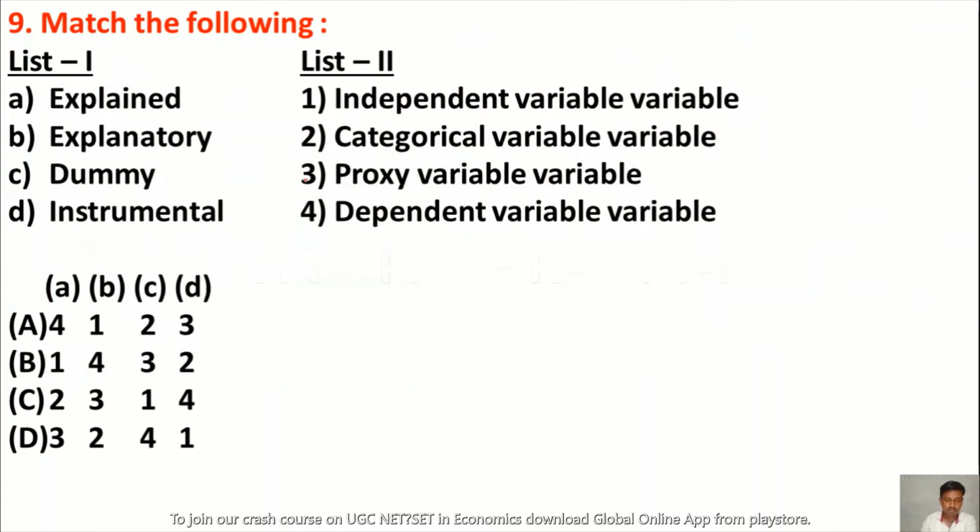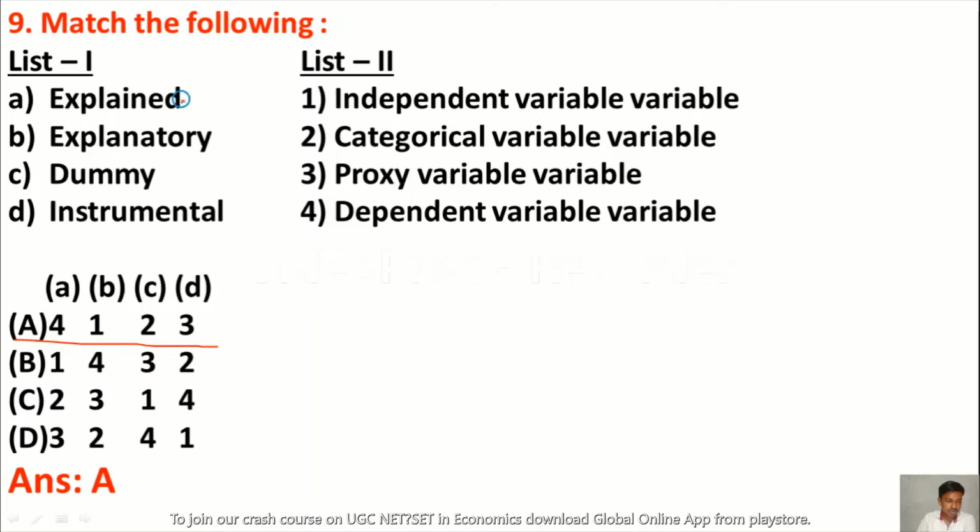The next question is match the following: list 1, list 2. Here list 1 is explained, explanatory, dummy, instrumental. And list 2 is independent variable, categorical variable, proxy variable, and dependent variable. Let us move to the answer directly. So the right answer is option A.